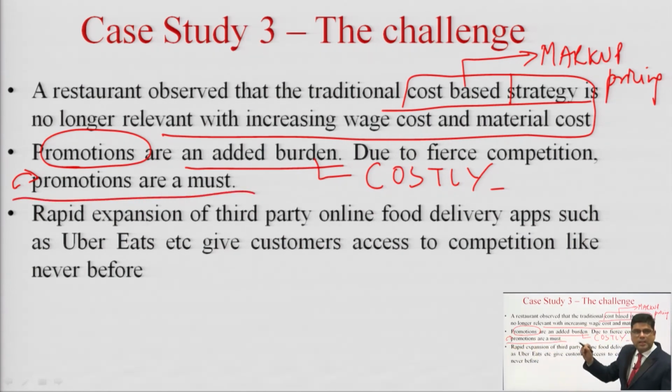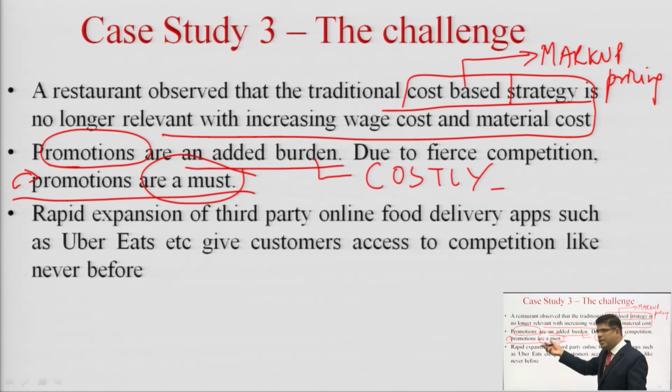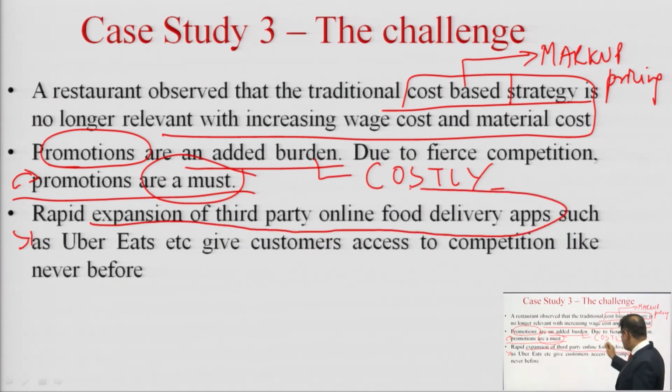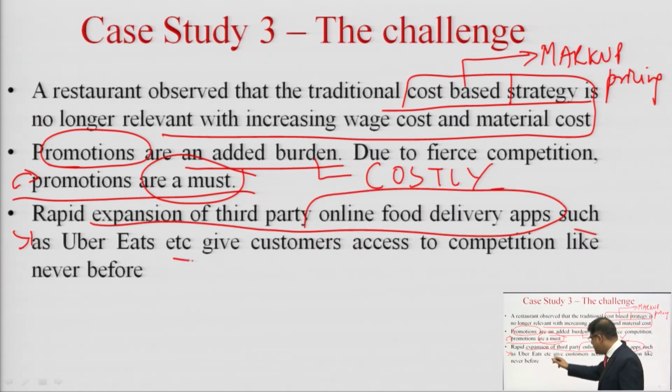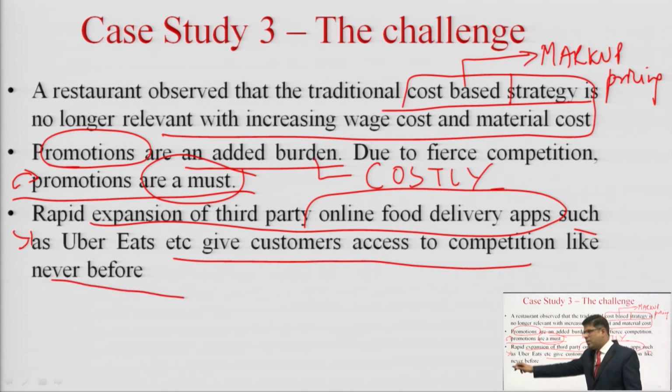So, the restaurant can neither give up promotion, and with increasing promotion costs and increasing other costs and fierce competition, it is extremely difficult for it to operate and maintain decent profits. Now, in the kitty of challenge, the third point is extremely important for us to understand that the restaurant is not alone here. The rapid expansion of third party online food delivery apps such as Uber Eats etc. gives the customer access to competition as never before. So, the restaurant is surrounded by challenges.